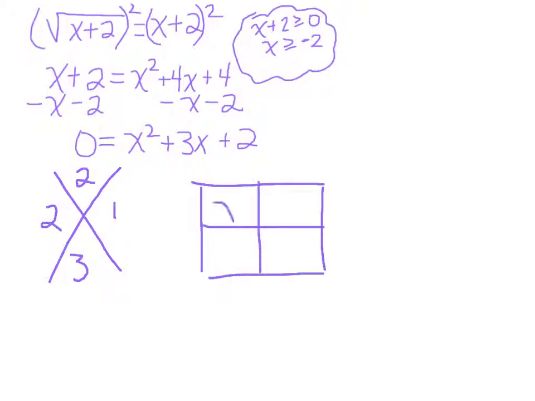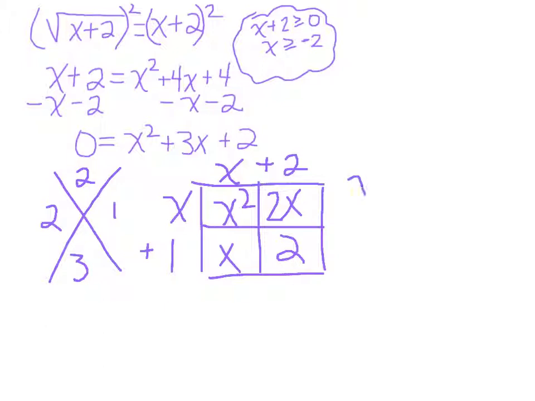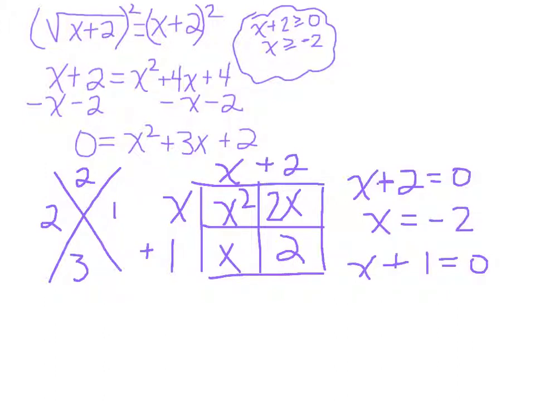If I factor this, I'm going to set up my factor box. The GCF of the top row is x. The GCF of the bottom row is 1, which makes across the top be 2. So I'm looking at x plus 2 equals 0 and x plus 1 equals 0. That's going to give me two solutions, x equals -2 and x equals -1.